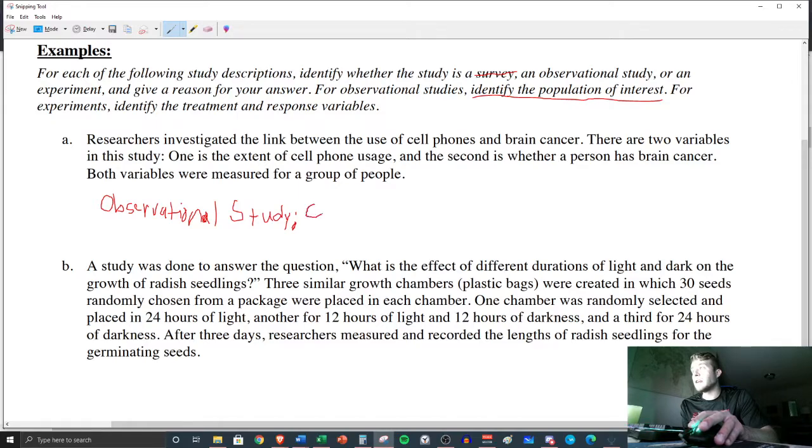So this is cell phone users that they can say is their population. So this is a sample of people who use cell phones. I had students try to say, okay, well, this is actually representing the people who have brain cancer. Well, not every single person in this sample will have brain cancer, okay? But we do know every single person in here uses a cell phone. So this is cell phone users.